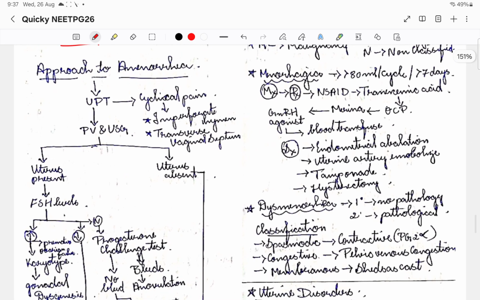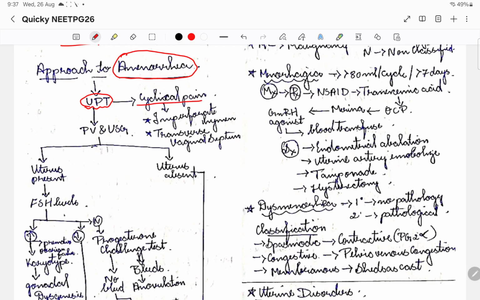Okay, so the first thing we'll do is, amenorrhea means there might be a pregnancy happening. That is why we'll rule out pregnancy first, so we'll give a UPT card test and check for pregnancy. And also we'll check for cyclical pains that are happening.